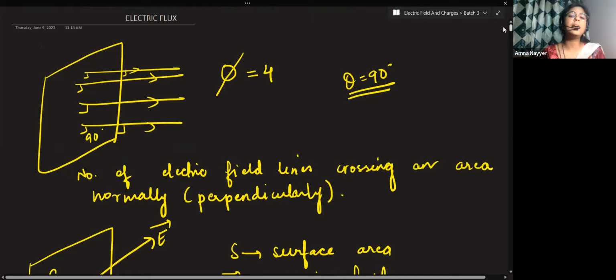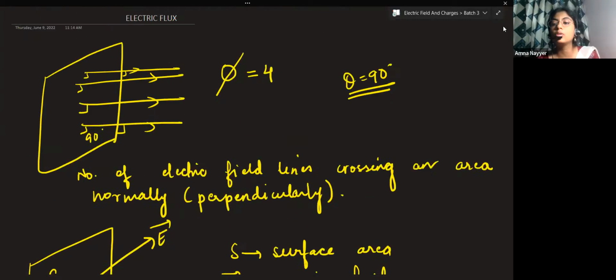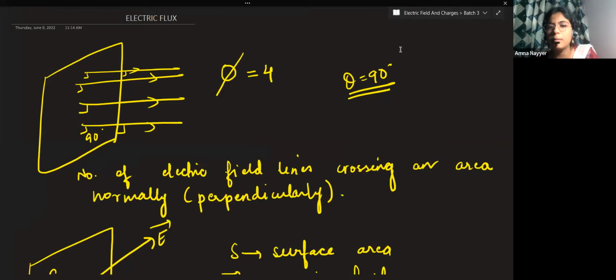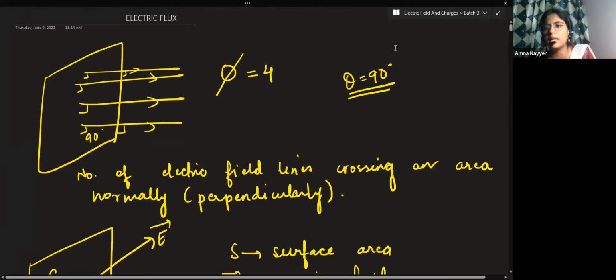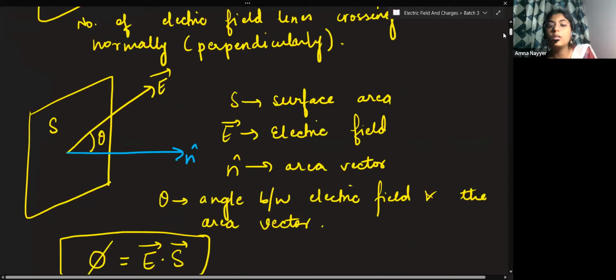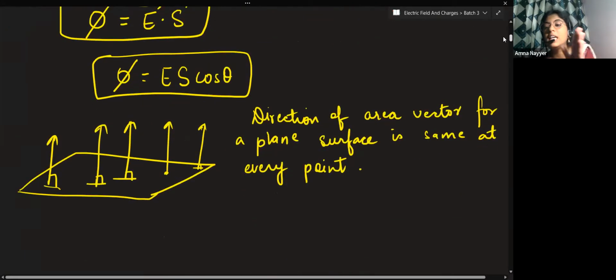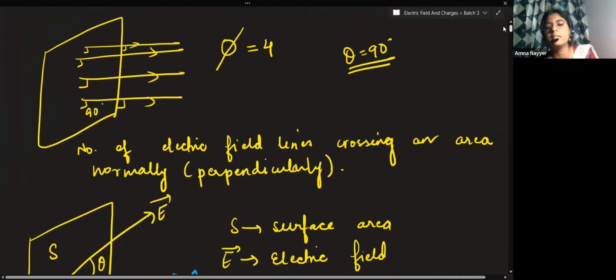I'm repeating once again. What is meant by electric flux? All the electric field lines that are passing through a surface area normally, we consider those electric field lines. So if four electric field lines are passing through a plane area, making an angle of 90 degrees, the electric flux will be four. Whatever is the number of field lines, put it as electric flux. If you know the area vector, the surface area, and the angle between the electric field and the area vector, then put it as phi is equal to E dot S. Phi is equal to E S cos theta, where theta is the angle between electric field and the area vector. Area vector is just a perpendicular drop to the surface. And the direction of area vector will be the same at every point for a plane surface. A curved surface has a different story that we'll discuss, but this is valid for a plane surface. So note it down.